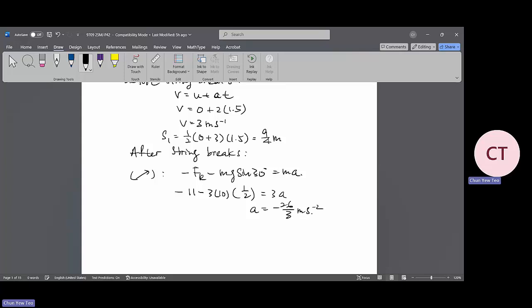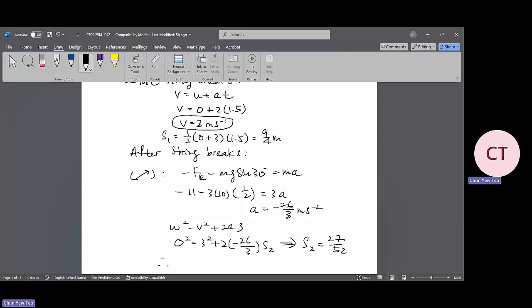meters per second squared. Okay, so you will be using v squared equals u squared plus 2as. Coming to instantaneous rest, the velocity at that time is 3 meters per second, your acceleration is negative 26 over 3, which we have calculated just now, and this is your S2. So calculating S2, you get S2 equals 27 over 52.